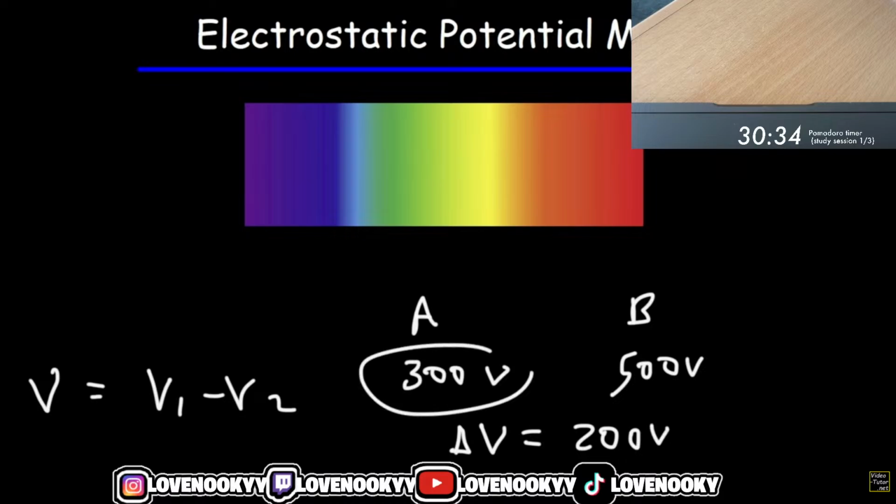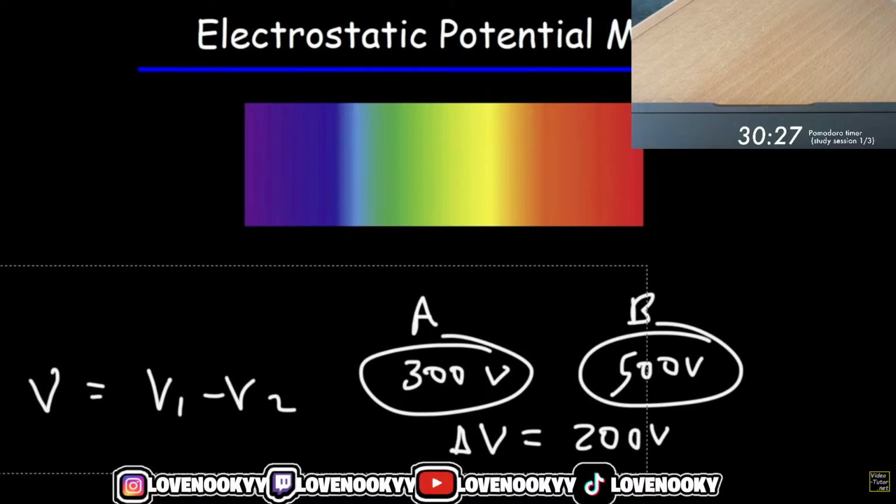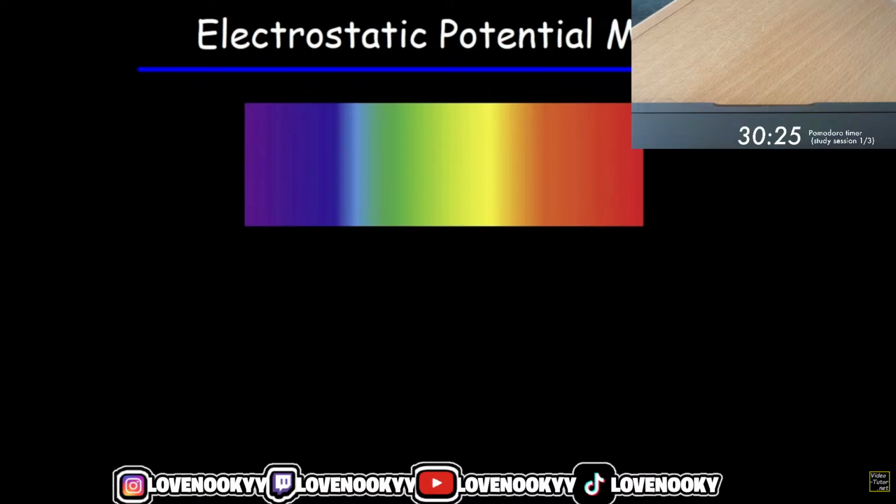The electric potential at A is 300 volts. The electric potential at B is 500 volts. So B has a higher electric potential than A. So when you think of the word electrostatic potential, think of electric potential in the sense of voltage, but also charge as well.